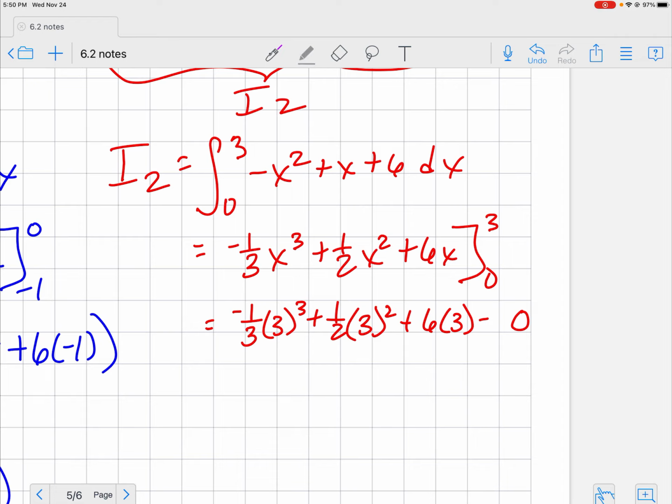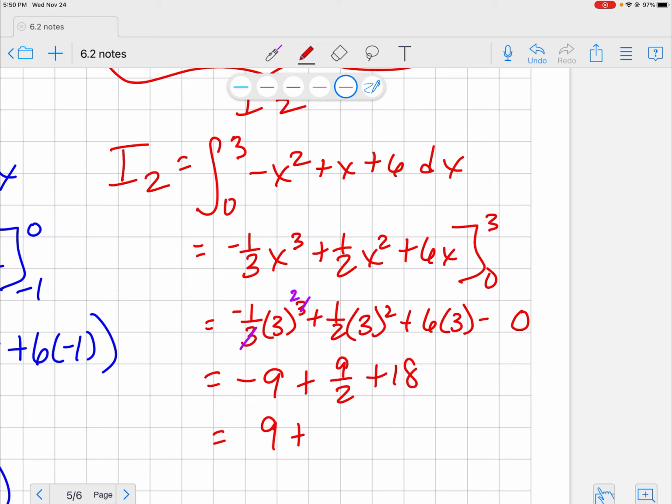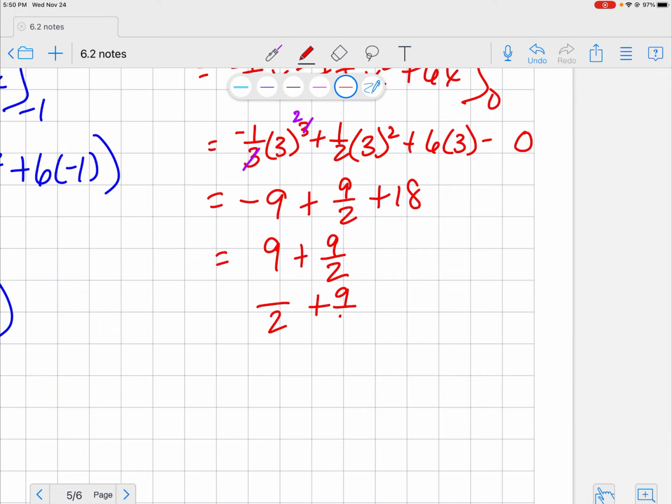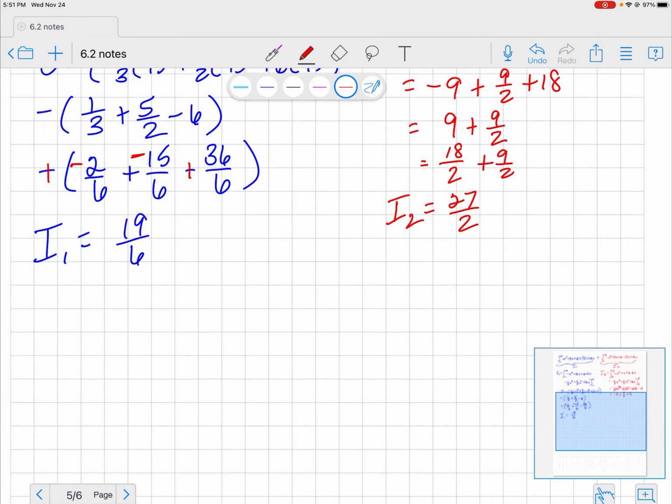Now I got a 3 and a 3. So one of these 3's is going to take out one of those. If you can ever make your number smaller, for the love of Pete, do it. So 9 times negative 1 is a negative 9 plus 9/2 plus 18. So put those numbers together. And I've got 9 plus a 9/2. So getting that common denominator, I've got 27/2 is what I pull off for integral number 2, right?